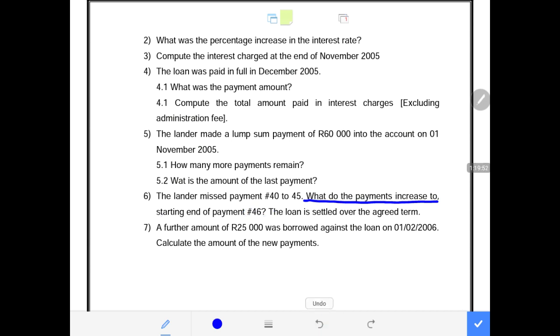In other words, we need to know the balance of payment number 40. Remember now, we made 31 payments in the old annuity. Then payment numbers don't stop. From payment number 32 up to payment number 39, we did make payments, but we only missed the 40th to the 45th. We need now to know the balance before the 40th payment was made, which is from 31 to 32, 33, 34, 35, 36, 37, 38, 39. Meaning 8 payments were made in the new payments, but the 9th one was missed, which is the 40th one.